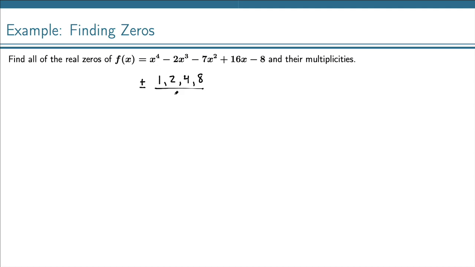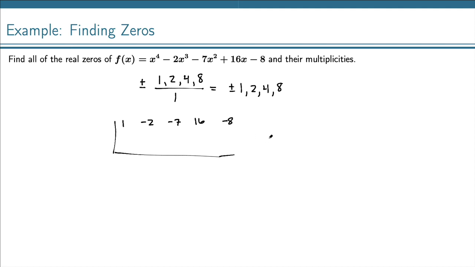Well, the factors of 1 are just plus or minus 1. Each of those over 1 is just itself. So we get plus or minus 1, 2, 4, or 8. All right, so we've got the positives of these and the negatives of these, and we just start testing them out again with synthetic division. So we do our bracket, and inside we put our coefficients: 1, -2, -7, 16, and -8.